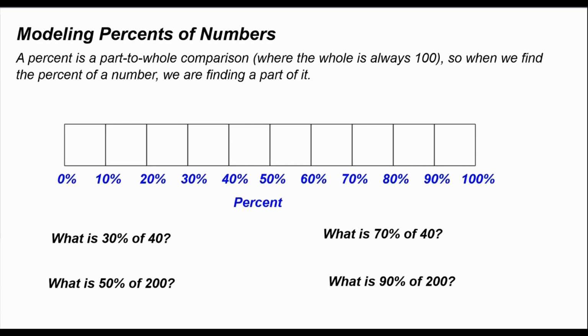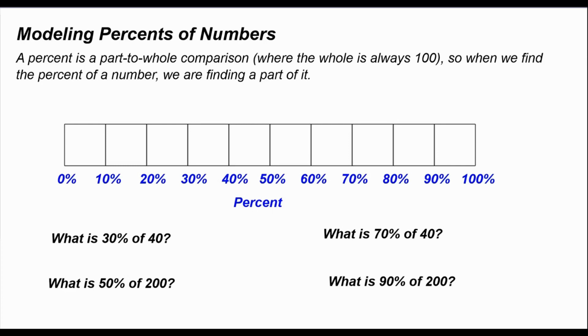A percent is a part to whole comparison where the whole is always 100. So when you find the percent of a number, you are finding a part of it and what part it would be out of 100. So here I've got kind of a number line model, or a grid, that shows 100% from 0 all the way up to 100. And I'm going to model what percents of numbers look like.